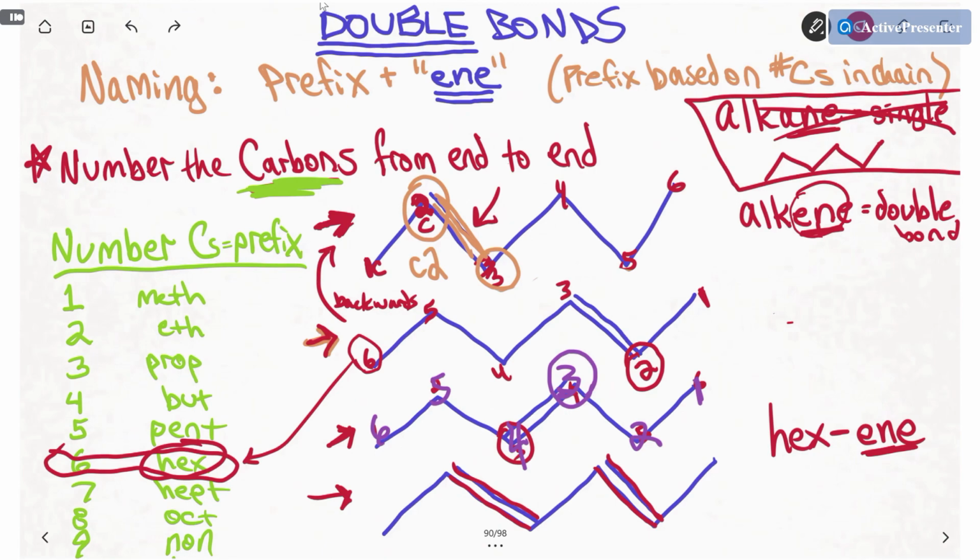But how are we going to write down what numbers to put to mark where the double bonds start? Well, we do the same thing we've been doing before. We number the carbons from end to end.